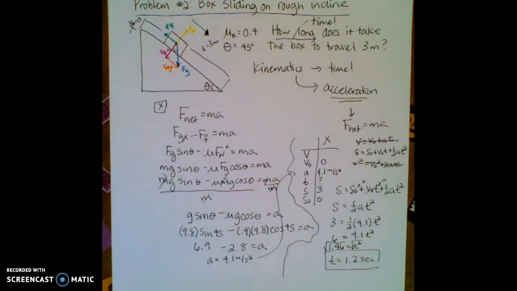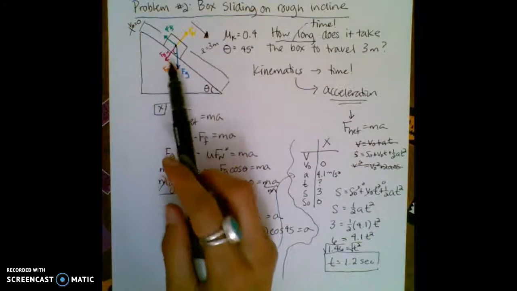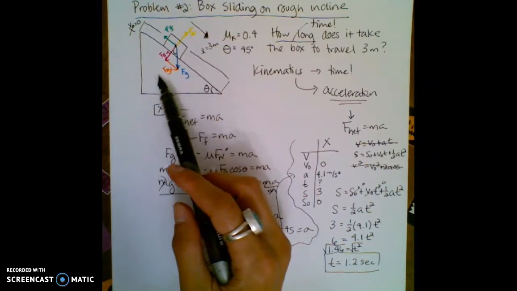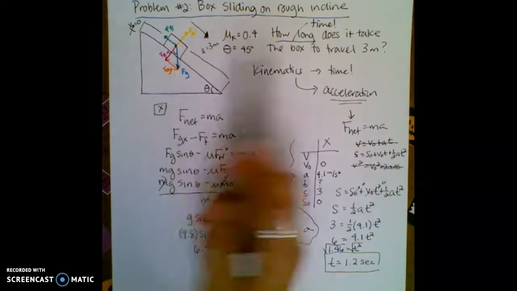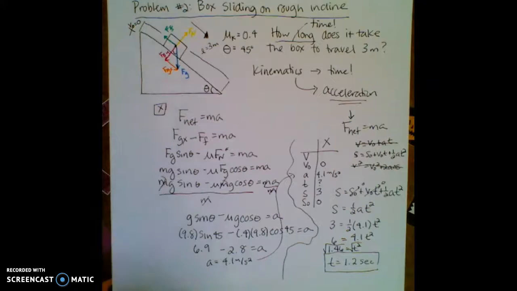So this could be modified in lots of different ways. You know, your teacher might say, well, how long does it take to go halfway down the board, or what's its speed at the end, or how fast is it going halfway in between, all sorts of variations. But this is the basic setup.